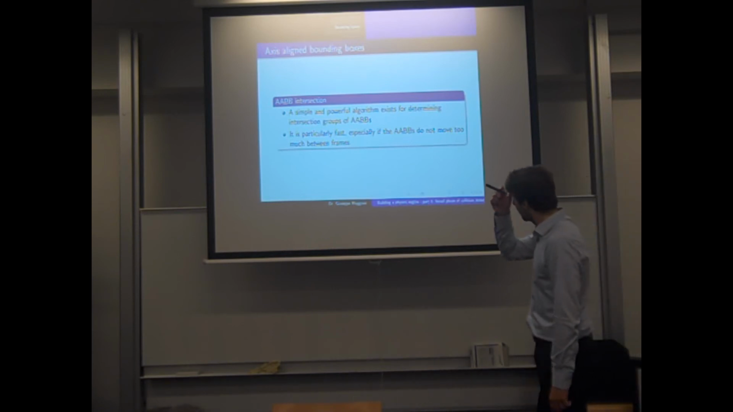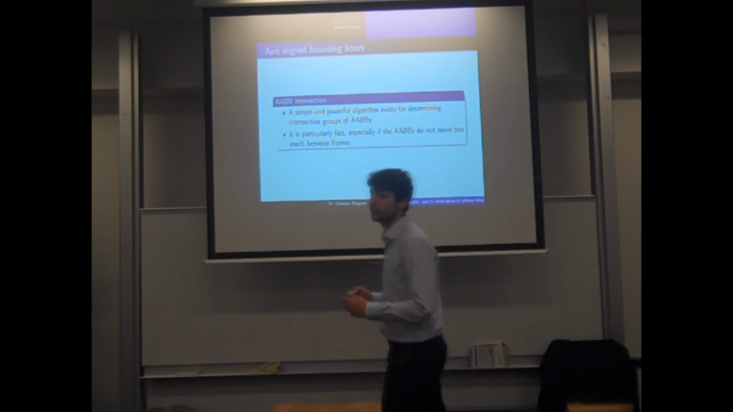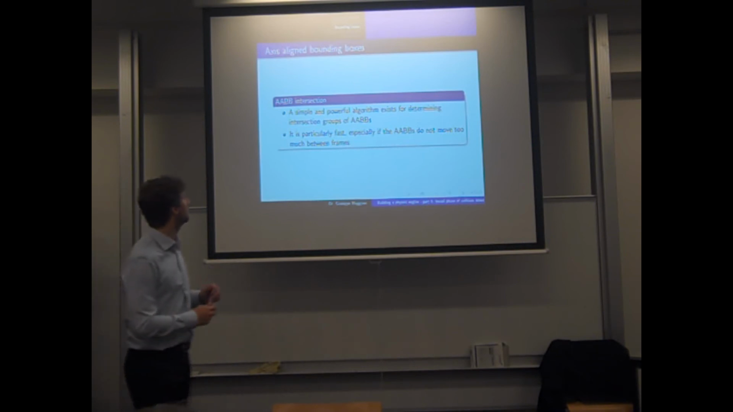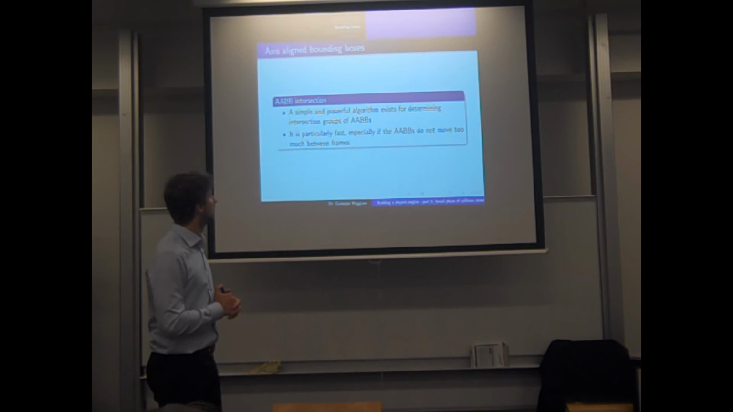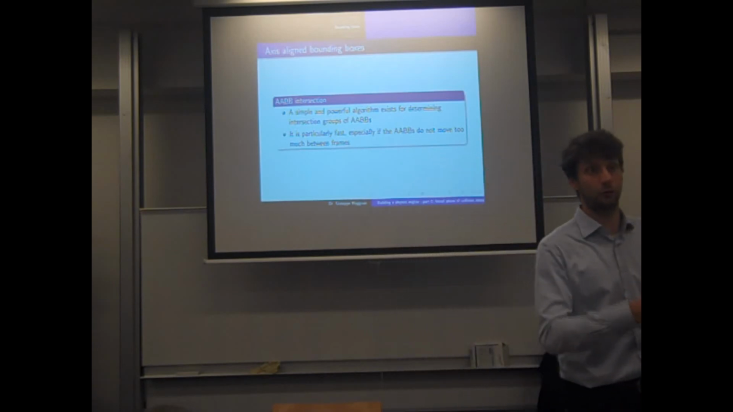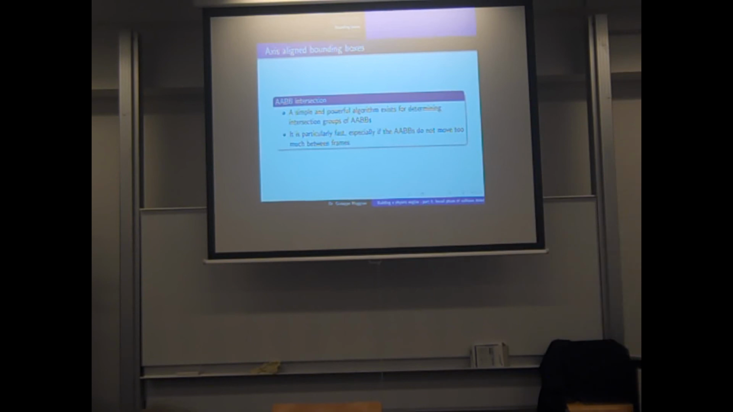There is a simple and powerful algorithm for determining groups of intersections. This algorithm is based on the axis-aligned bounding boxes of your objects, not on the spheres. You can trivially build an axis-aligned bounding box out of a sphere, or you can build the bounding box by itself. And this algorithm is not only particularly fast, but it's also particularly useful when the axis-aligned bounding boxes do not move much. They can move, but not too much, like one goes here, one goes here. Not all of them moving like crazy across frames.